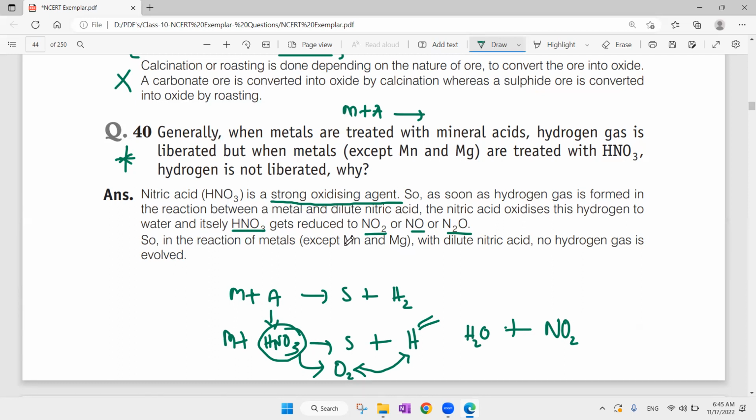So in the reaction of metal, except manganese and magnesium, with dilute nitric acid, no hydrogen gas is evolved. If it is manganese or magnesium, hydrogen gas is evolved. That is the concept. So any doubts until 40? No, sir.